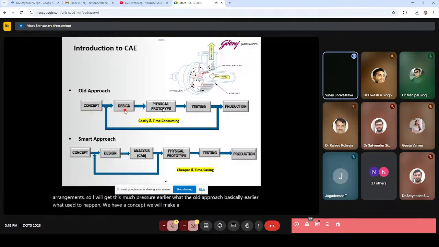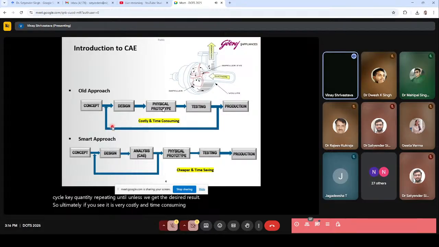Earlier, what was the old approach? Earlier, we had a concept, we would make a design by some calculation, and then we would go with the physical prototype. After the physical prototype, we would check with testing whether we are achieving the result or not. If we are achieving the result, it is well and good, we will move ahead to production. If not, then we go back to the design change. Again we do physical prototype testing, and if everything is good, okay, otherwise again we go back to the design point. So this cycle keeps repeating until we get the desired results. Ultimately, if you see, it is very costly and time consuming.